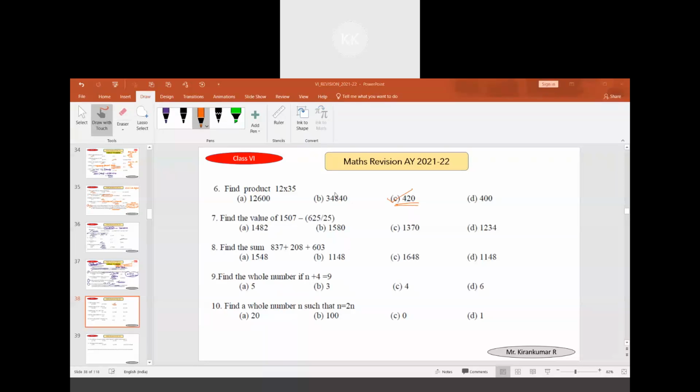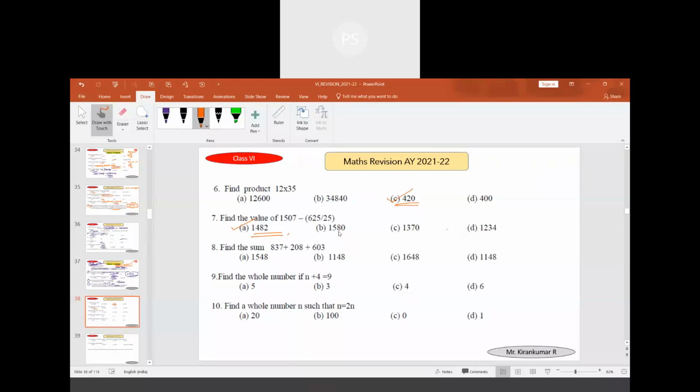Find the value of this. In this question, we have 625 divided by 25, which will first be 25. Option A. 1507 minus 25. 1,482. 1482 is the right answer.